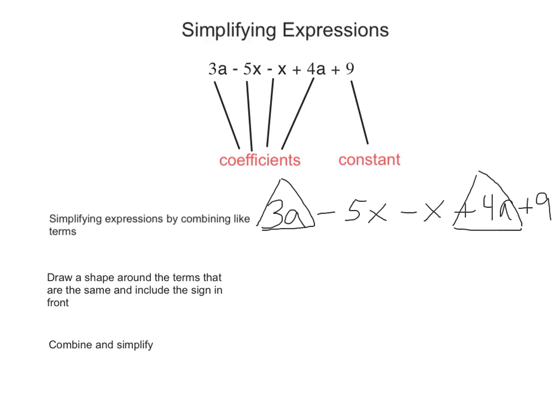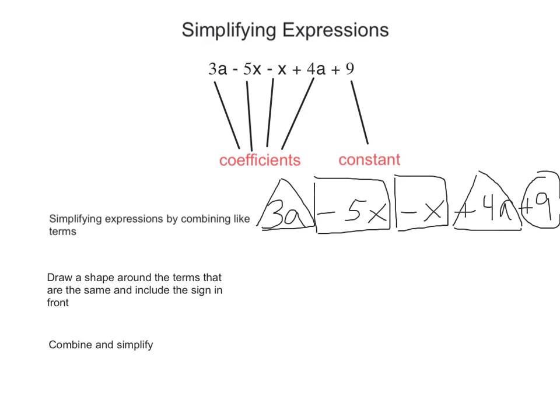Then I'm going to notice that I have 2 with the variable x. I'm going to choose a square, and I'm going to put a square around that term that looks the same. And then I have my constant at the end. I don't have any other constant, it's just the 9. So you could choose to do a shape around that or leave it blank. I'm going to go ahead and try to squeeze a little circle there. Kind of. There we go.